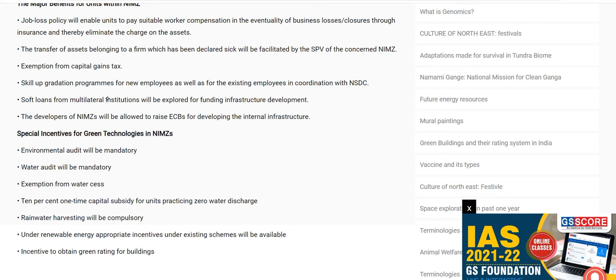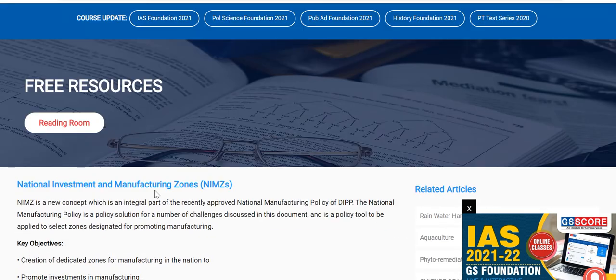There will be rainwater harvesting, which will be compulsory. There will be incentives for the green building, like the Griha ratings, etc., for the buildings, and different incentives will be given for adopting these renewable energy targets.